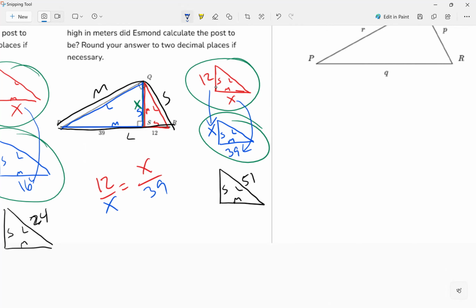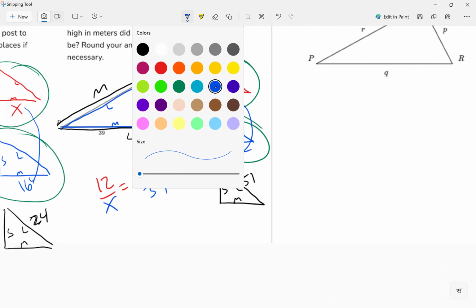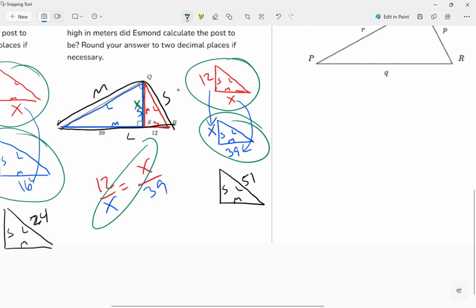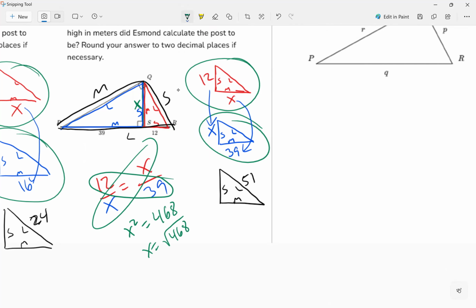Okay, so now I just have to cross multiply. We've been working on that, so that's not bad. X times X gives me X squared. 12 times 39, I'm going to type it on my calculator. 12 times 39 is 468. So X is the square root of 468. According to my calculator, the square root of 468 is 21.63.